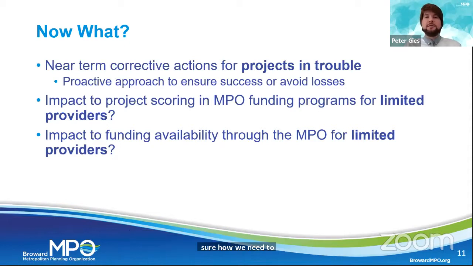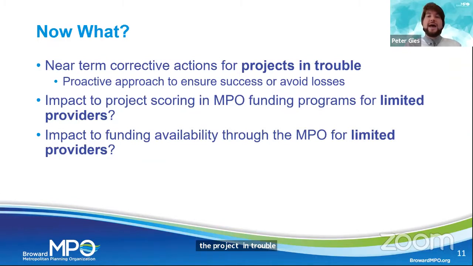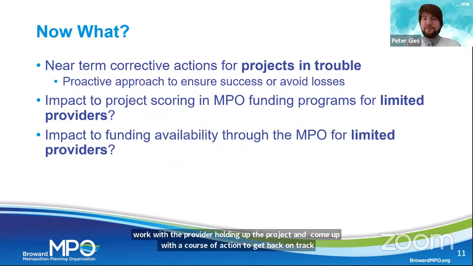And I think this is something that we want to develop both with the board, the executive committee, and staff, which includes something like a performance action plan, where once we've identified a project in trouble, we would like to work with the provider or sponsor, right-of-way owner that is holding up the project, and coming up with a course of action to get the project back on track within a reasonable amount of time. If that doesn't happen, the project is canceled. And again, this is just as an example, and we're looking for guidance from the executive committee on this one.